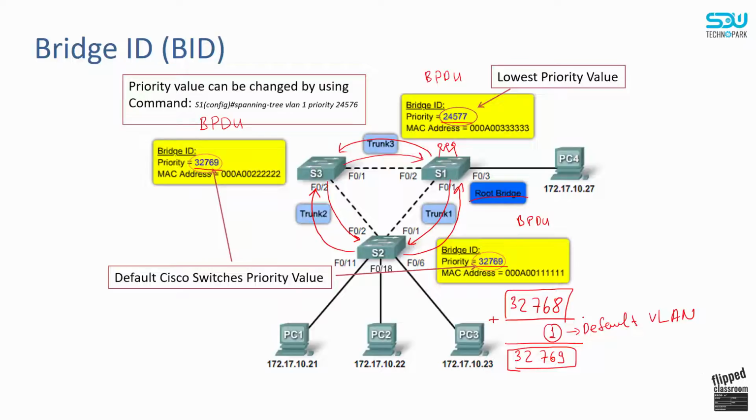And the priority value can be changed by using this command. In global configuration mode of the switch, you can just write spanning-tree, afterward defining the VLAN, and after defining the VLAN you will define the priority value like 24,576. So you configure it as 6, but as a result you get 7 because you have +1 added to this value.